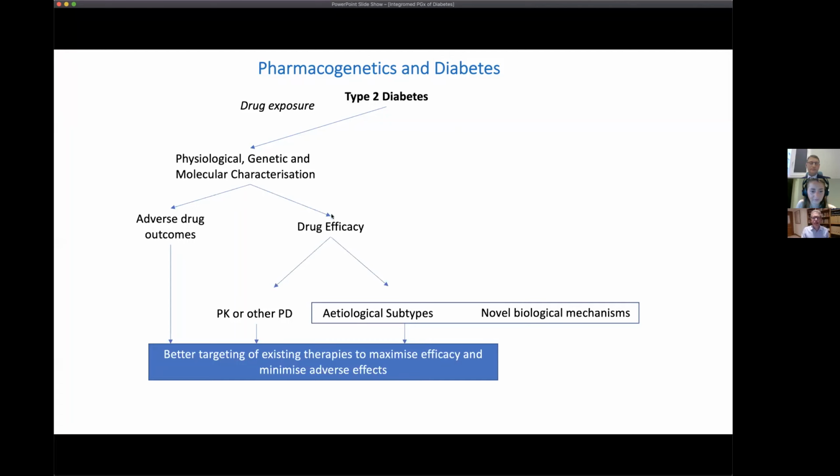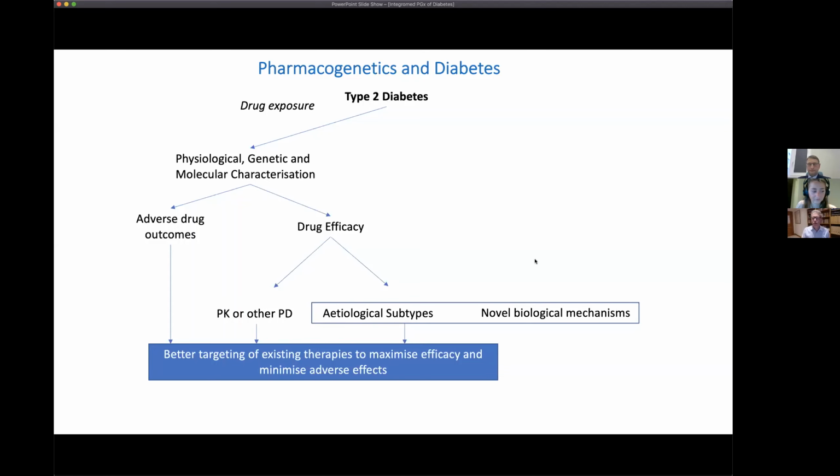Or we can gain insights into drug efficacy, either because of variation in pharmacokinetics or PD or pharmacodynamics, but also because by going this route, we may uncover different etiological subtypes of diabetes.